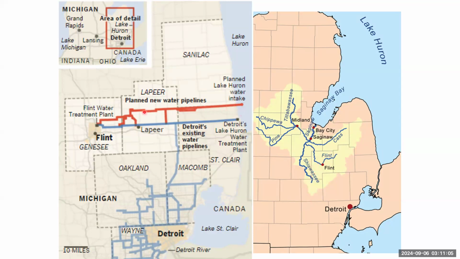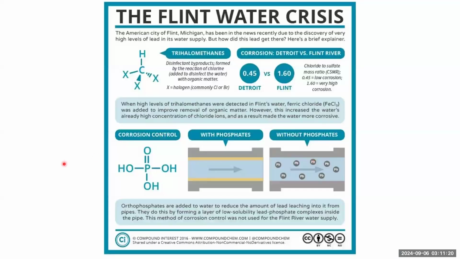Instead of building this new proposed pipeline that would get their own water from Lake Huron, they instead decided to get their drinking water from the Flint River as it flows through the agricultural landscape of Michigan. So all sorts of lovely infographics were made about this, which I'll go through. This is sort of the nice for press version, and then I've got the details blown up on the next slide.